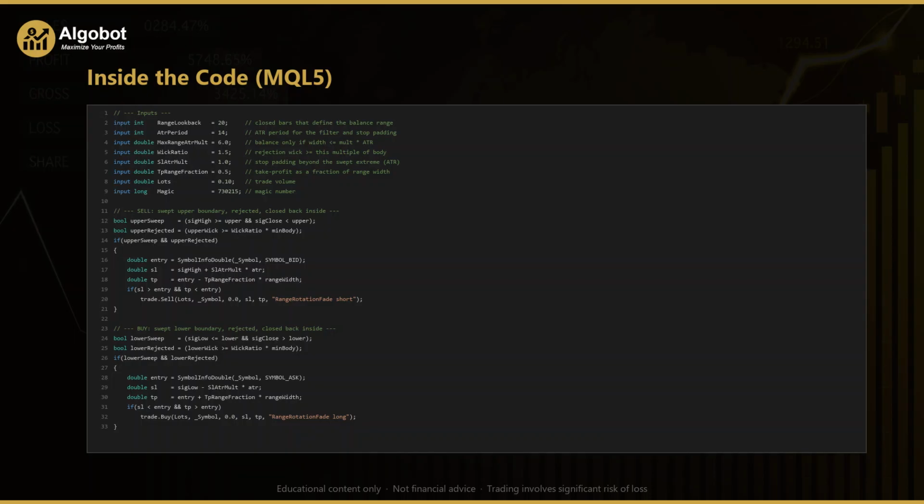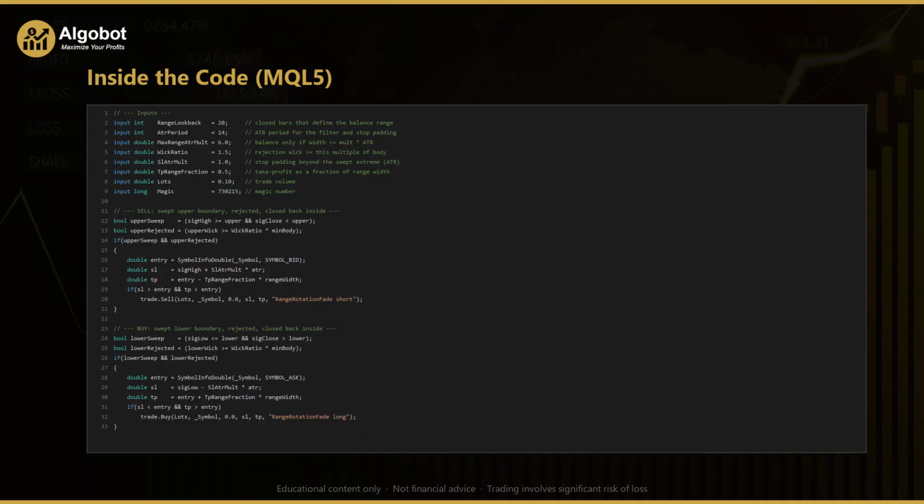Wick ratio, 1.5, sets how long the rejection wick must be compared with the body. SL-ATR multiple and TP range fraction shape the stop and target, and lots and magic handle volume and trade identity. Below that are the two signal blocks.